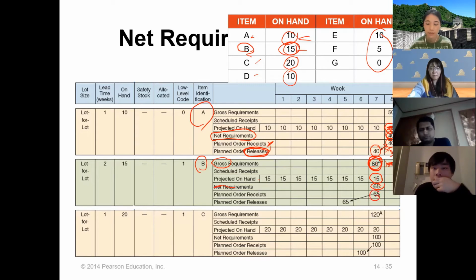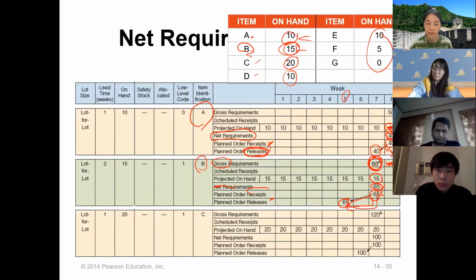Then you put the plan order receipts. This goes down here. And you take the lead time. Lead time is 2 weeks. So this is the plan order release, 65. Okay. So if you have 65 of B, for example, you order from vendor. So at week 5, you order 65 from vendor.